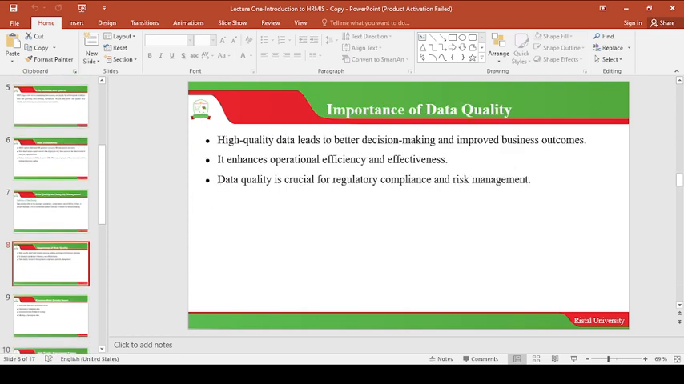Now let us look at the importance of data quality. Why is it important to have data of high quality? High quality data leads to better decision making and improved business outcomes. If the data shows that your performance has not been good, that's the negative part of it, and the management wants to train you, you just go to that data, see the areas where you are not doing well, then design a training program for you.